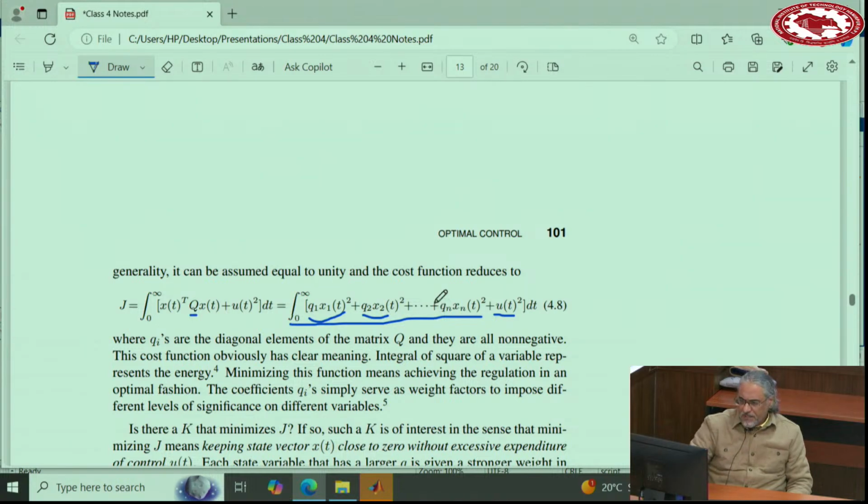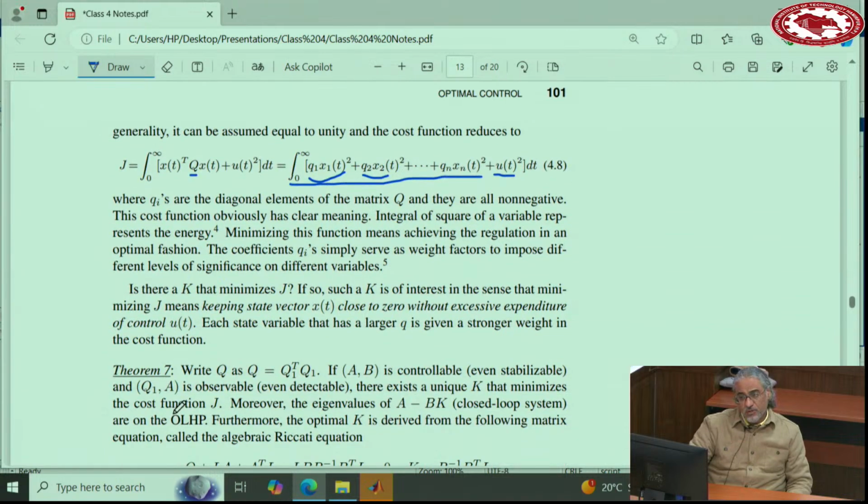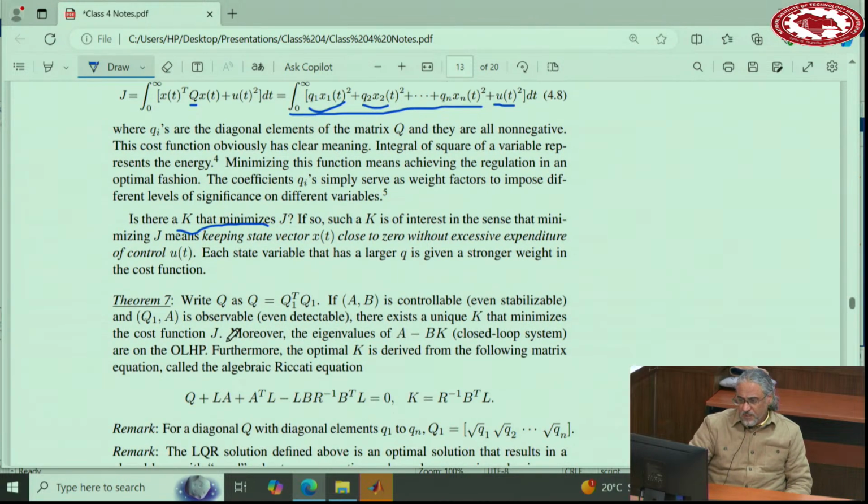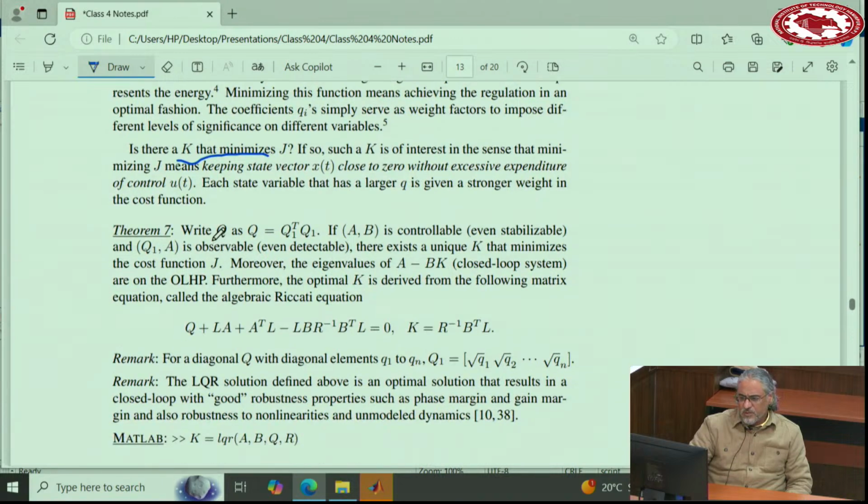Okay, so it looks like again a very good concept. But what is K? Does K exist? And if it exists, how can I find it? This theorem really summarizes the answer to these two questions. It says, write the matrix Q as Q1 transpose times Q1.